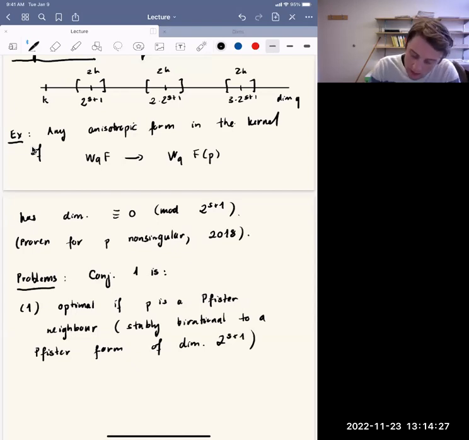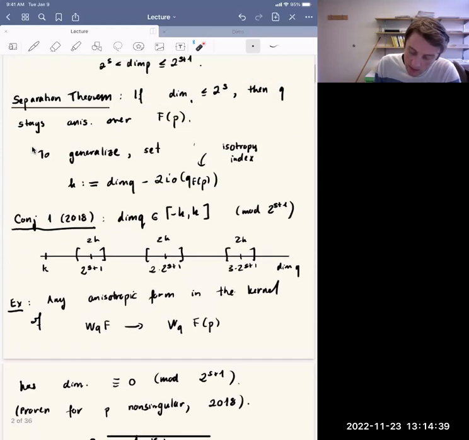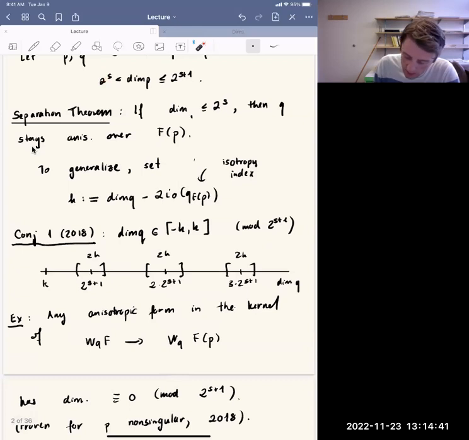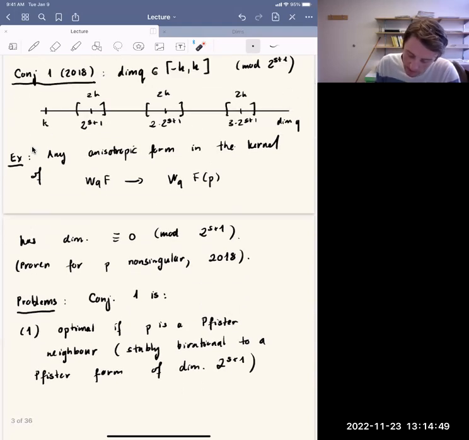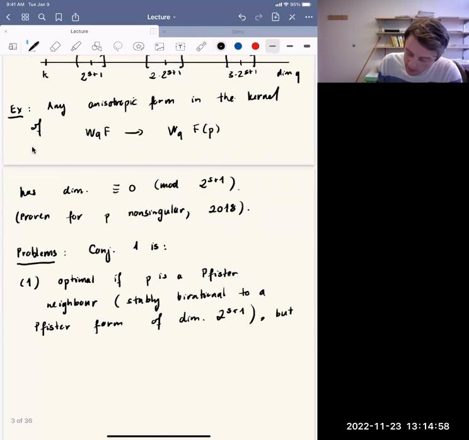It's well known, of course, in this case that being stably birational to such a form just means that P can be embedded up to a scalar as a subform of a Pfister form of this dimension. So remember that the dimension of P here is assumed to be strictly greater than 2 to the S. So in fact, the conjecture is known to be true for Pfister neighbors, and that's also proven in this 2018 paper. But the point is, if P is not a Pfister neighbor, then this conjecture is not optimal anymore.